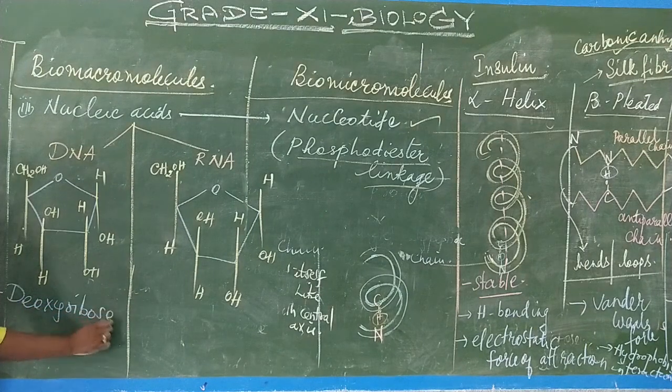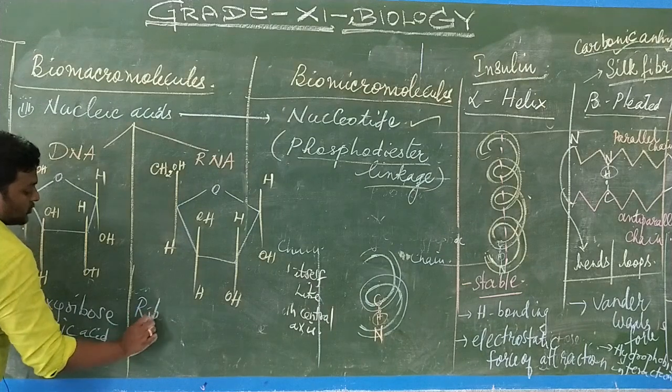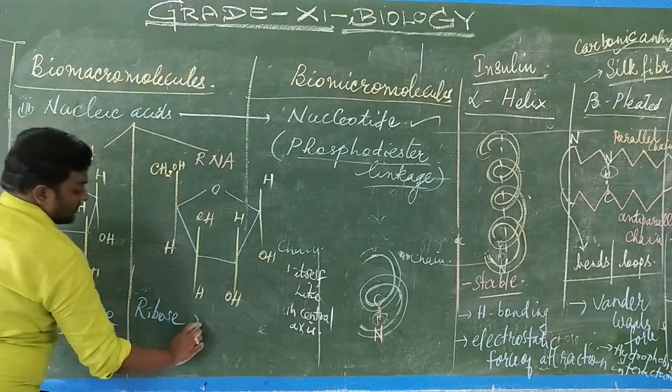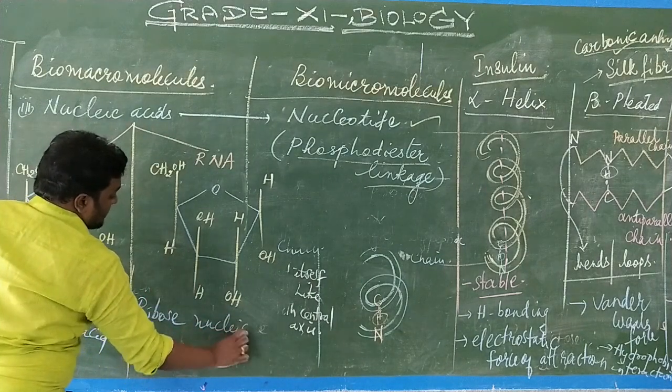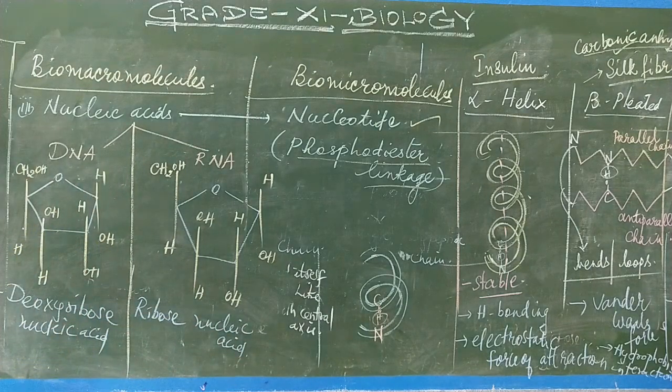Deoxyribose nucleic acid. And what is this? RNA. RNA is ribose nucleic acid. Both have the same structure that I have drawn.